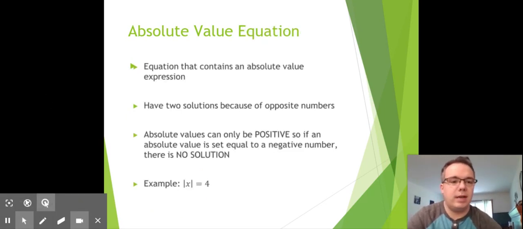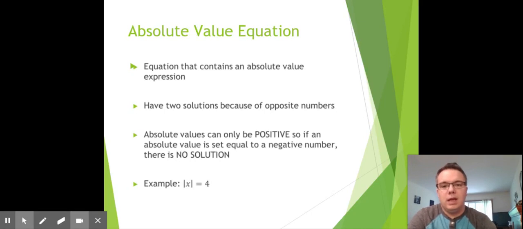All right, now that we remember what an absolute value is, an absolute value equation is an equation that contains an absolute value. In our case, the variable will always be inside of the absolute value bars. The absolute value, remember, can only be equal to a positive number because an absolute value is a distance. So if we ever have an absolute value equal to a negative number, we're going to write no solution, because there's no number we can plug into an absolute value and get a negative number out.